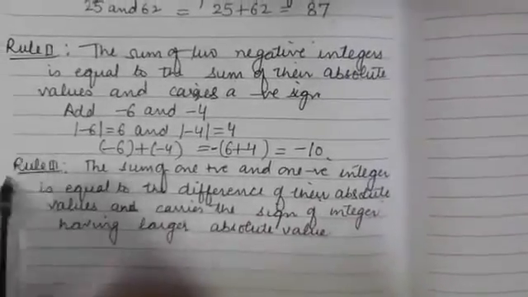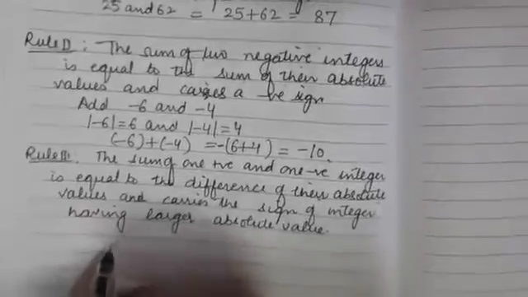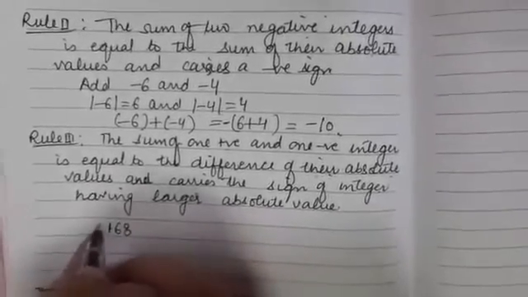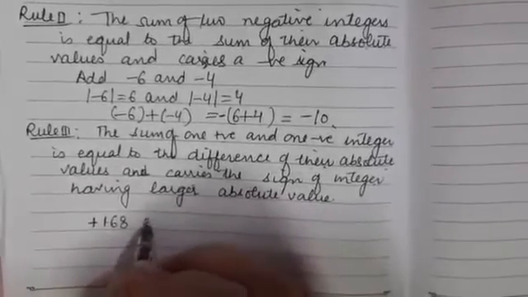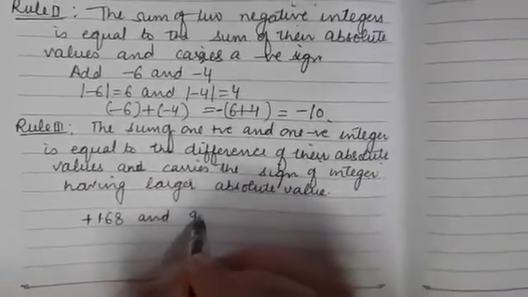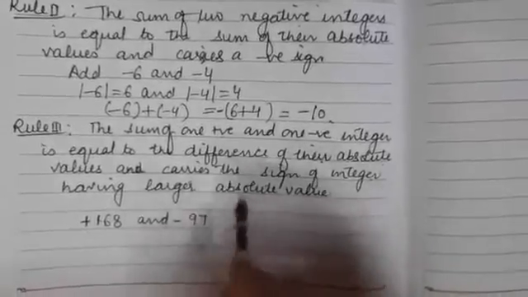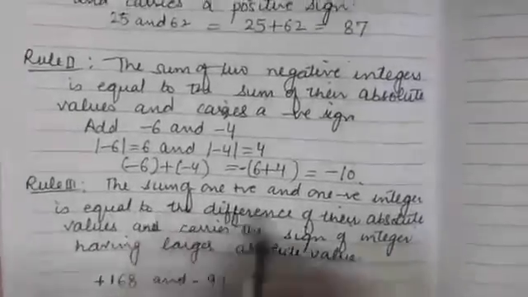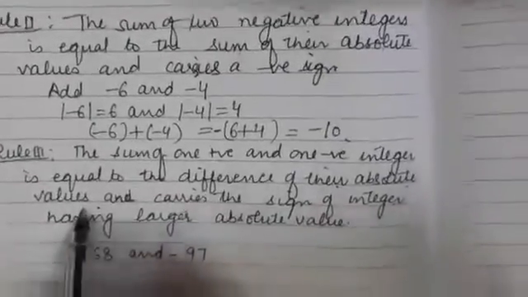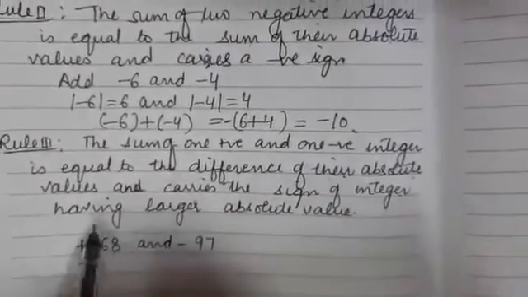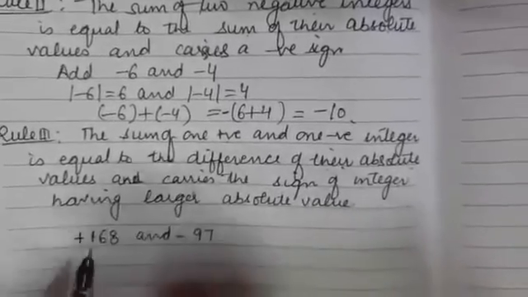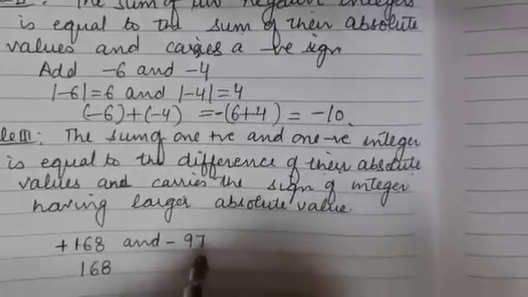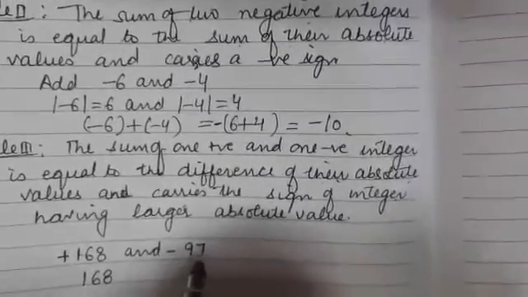So what is this rule? If we are given the integers 168 having a positive sign and 97 with a negative sign, the sum of one positive and one negative integer is equal to the difference of their absolute values and carries the sign of the integer having the larger absolute value. So the absolute value of 168 is 168, and the absolute value of -97 is 97.